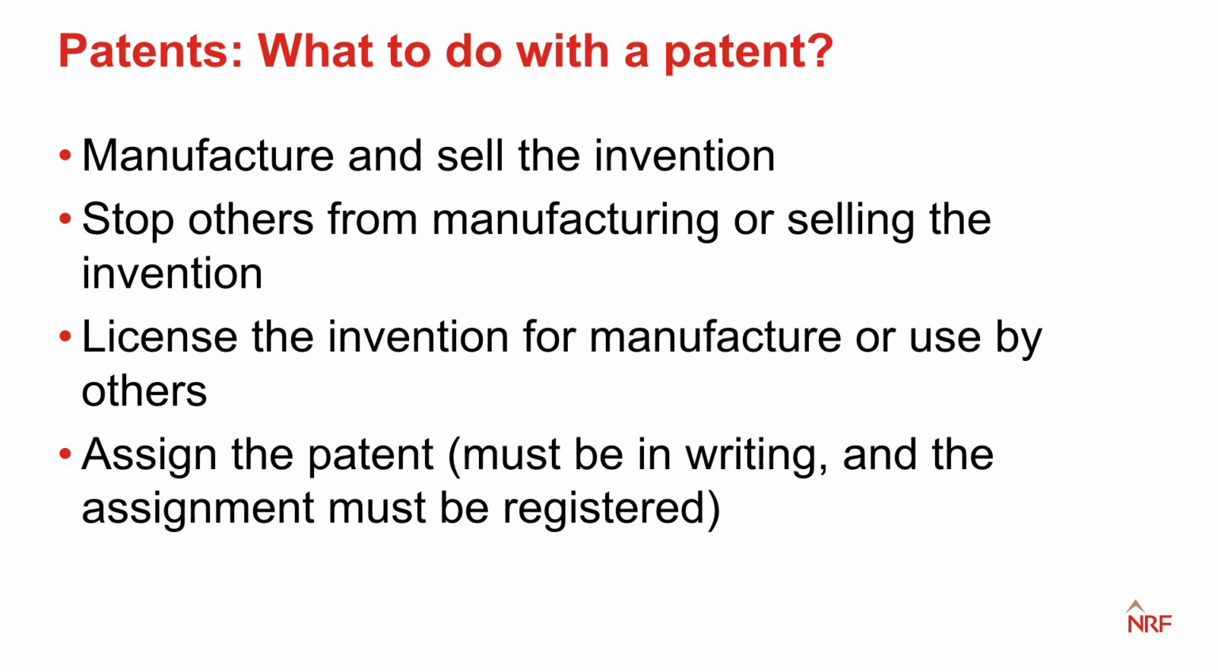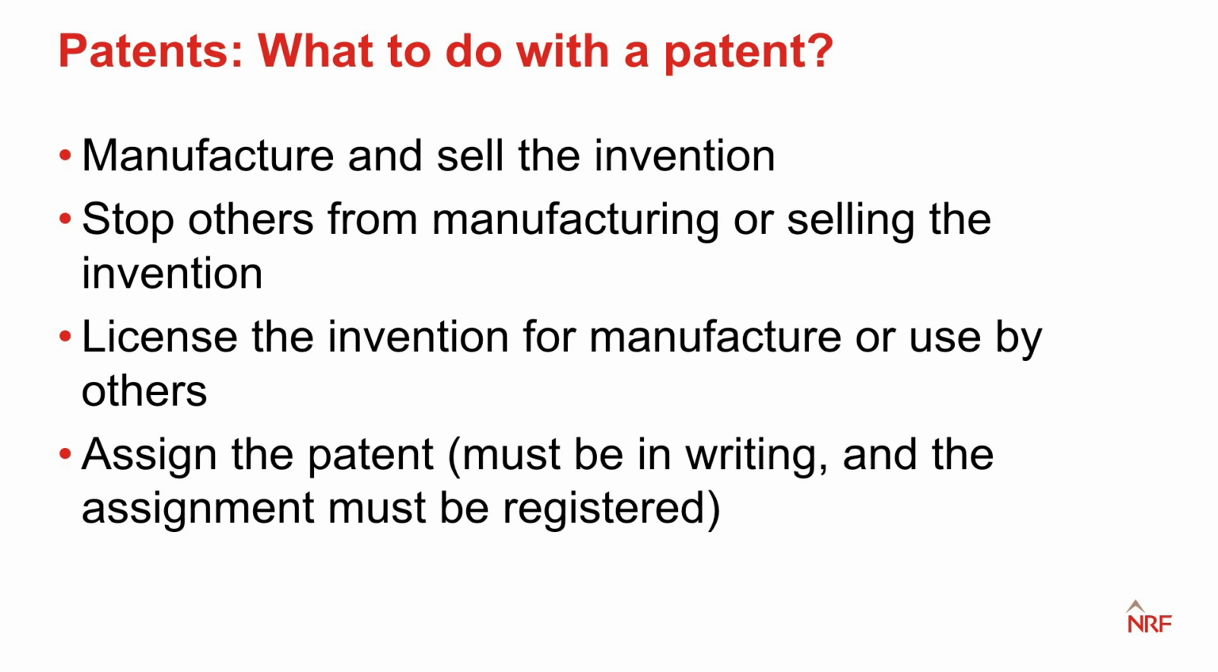So now you've got your patent. What do you do with it? Well, like most IP, one of the most powerful things that you can do to commercialize your IP is to license, to manufacture the product, to sell the product, and importantly, to stop others from manufacturing or selling the invention. The more need that you create in the community for your invention, the better positioned you are to commercialize.